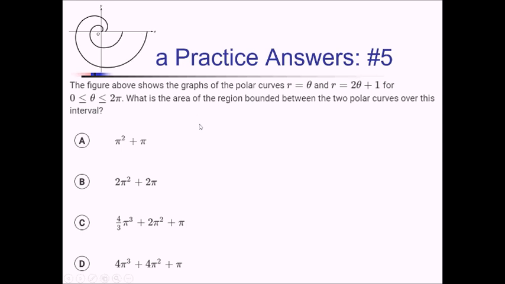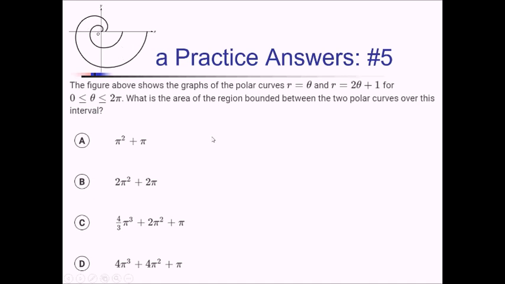My general strategy is I want to find the area inside the curve of r equals 2 theta plus 1, and I want to subtract the area that's inside the curve r equals theta. And if I subtract this smaller area from this larger area, that's going to give me this area in between.